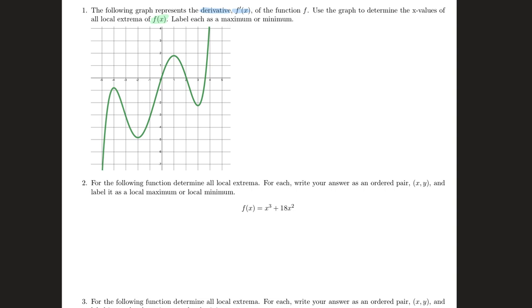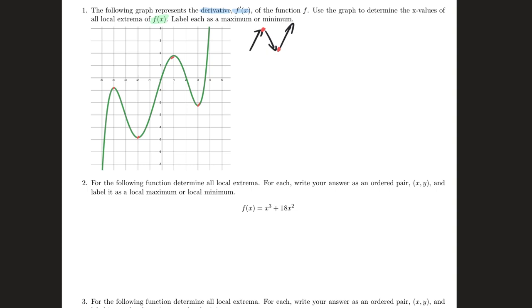If our function goes from increasing to decreasing, it's going to create that high spot that creates a local max right there. If it goes from decreasing to increasing, it's going to create that low spot that creates a local min. So you might look at this graph and say, okay, there's a max there, min there, max there, min there. But that's if it was the original graph. I'm looking at the derivative.